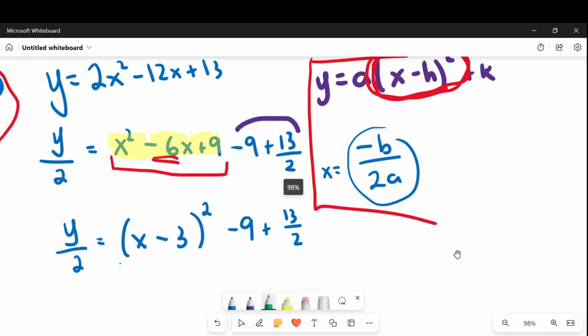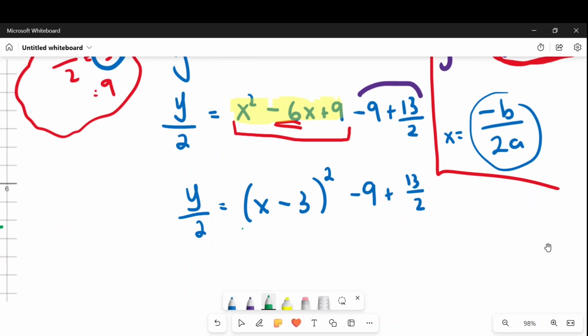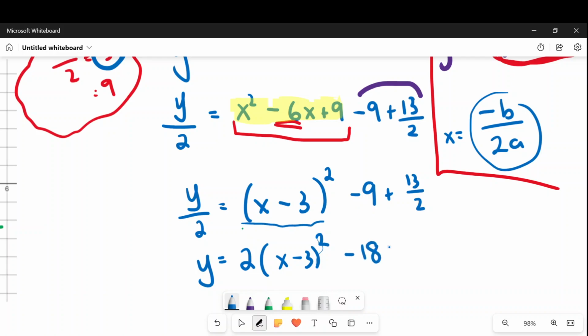Here we were. I had just completed the square and then rewritten that perfect square trinomial as a binomial squared. Now I can multiply by 2 again. So let's return to just y equals and get that 2 back in business. So I'm going to now multiply everything by 2. So y equals 2 times that bracket. And then I'm going to multiply negative 9 by 2. And then I'm going to multiply 13 over 2 by 2. And of course, this 2 just cancels that 2. So I'm left with 13.